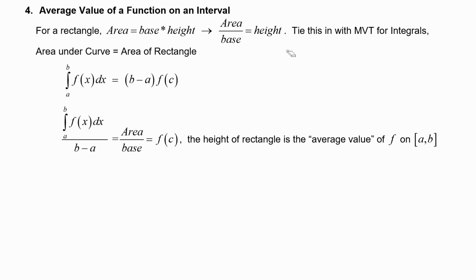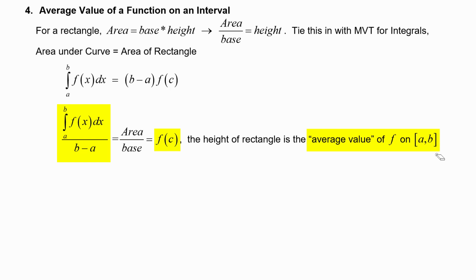Now if we tie it in with dividing the area by the base to get the height, then we take our area, we divide it by this base, that's this expression right here, area divided by base, and then what we would find is f of c, which is the height of the rectangle. And that height is called the average value of f on the interval a to b.